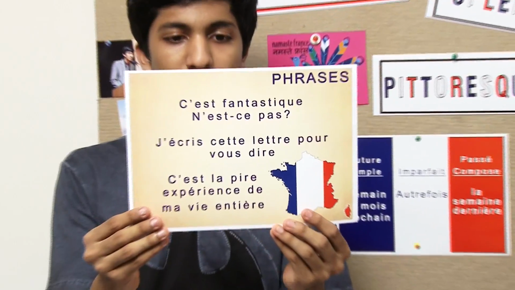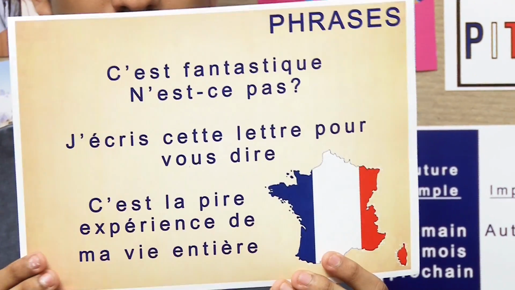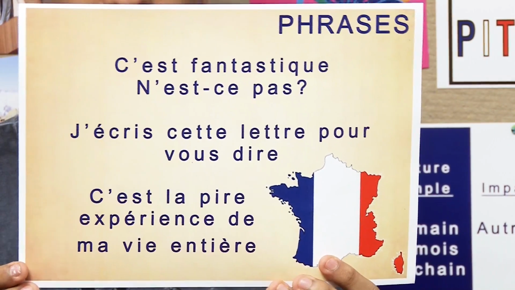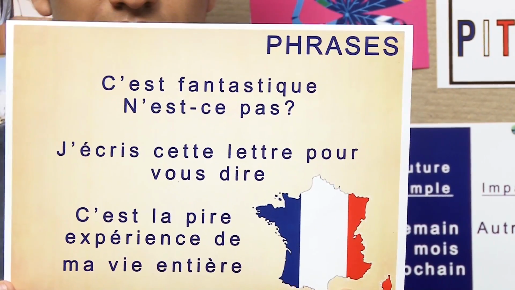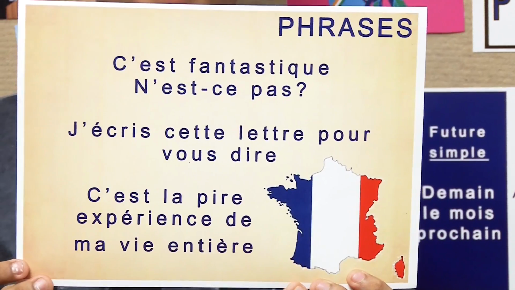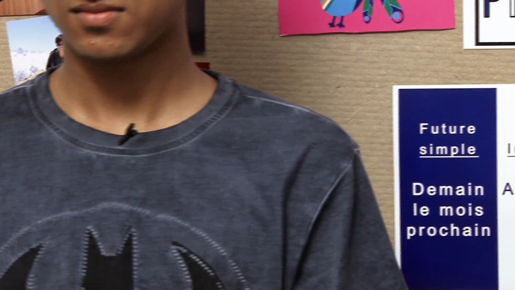Now we've come to expressions and phrases. So you can pre-learn some expressions such as c'est fantastique, n'est-ce pas? Or j'écris cette lettre pour vous dire, which is in fact a really good summary to end your points with. Or if you've had a bad or poor experience, you can say c'est la pire expérience de ma vie entière. The advantage of using these expressions is that they're pre-learned, so you can use them easily without wasting time thinking because the paper is time-bound. They can also be used over a variety of topics and they add to your marks.